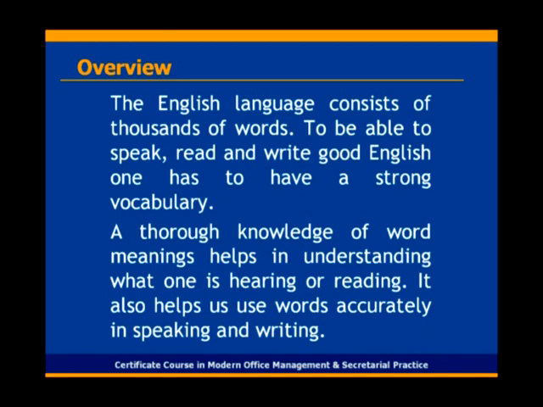The English language consists of thousands of words. To be able to speak, read, and write good English, one has to have a strong vocabulary. A thorough knowledge of word meanings helps in understanding what one is hearing or reading. It also helps us use words accurately in speaking and writing.